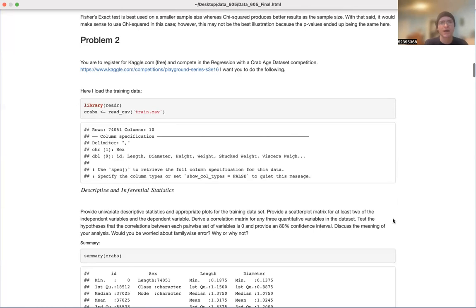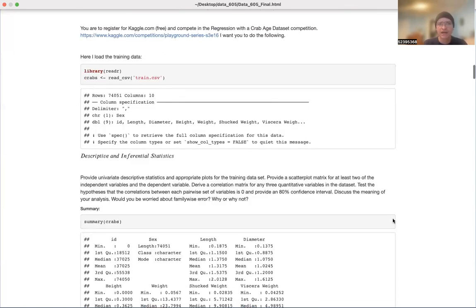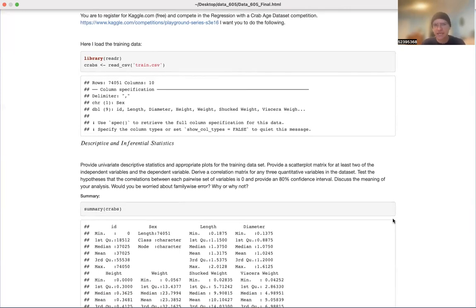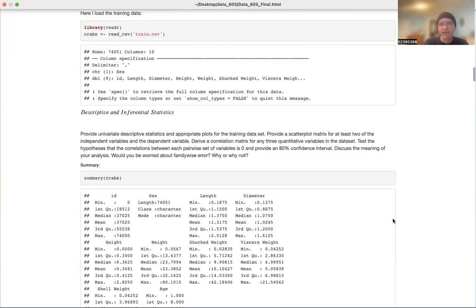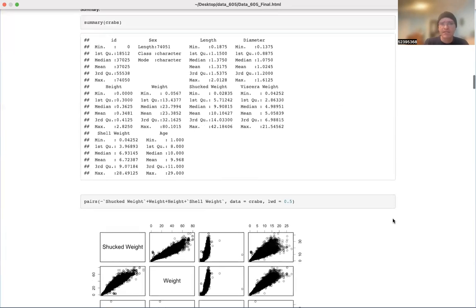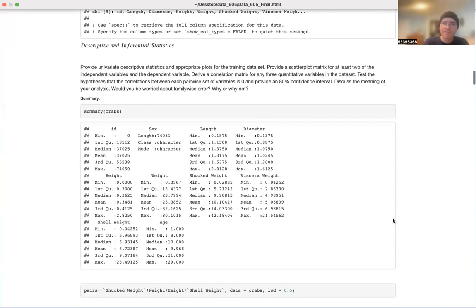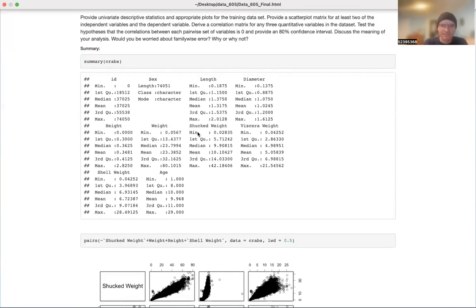So here I go. I read the training CSV file of the crab age data set. Here's a summary of the crab data set. Here are some summary statistics on the crab data set.